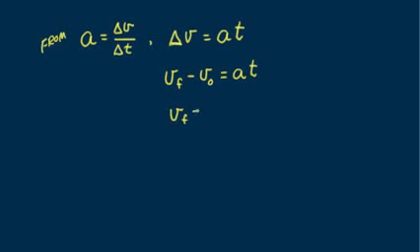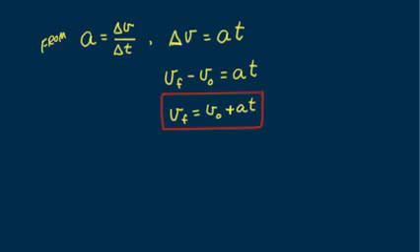Rearrange that and we get the final velocity equals the initial velocity plus the acceleration times the time. This equation says that the instantaneous velocity of an object at a time t equals its initial velocity plus at, the additional velocity acquired due to acceleration during this time. It's used a lot, so we put it in a red box.